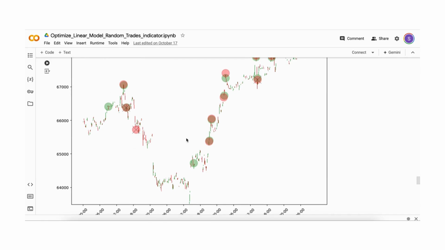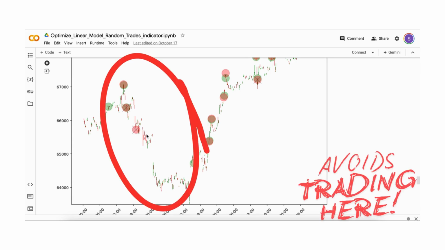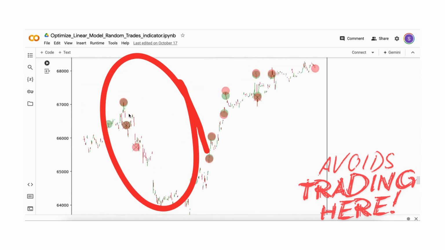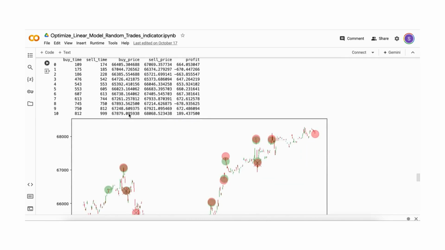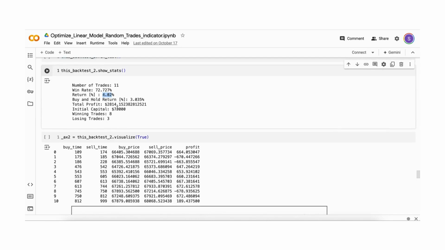As you can see, we were able to sort of avoid trading in this area when the stock was clearly going downwards. Of course, we took one trade here because by that time the slope was not established. So that is the reason that we were able to improve our win rate, but we did take less trades.